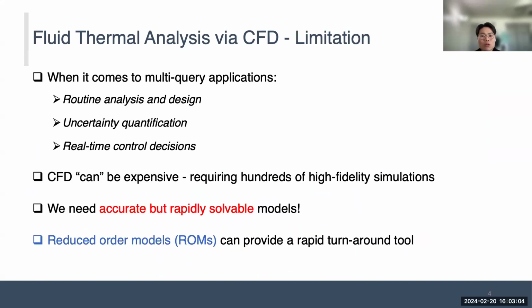However, when it comes to multi-query applications, CFD can be expensive because it requires hundreds of high-fidelity simulations to do routine analysis and design, uncertainty quantification, and real-time control decisions. So we need accurate but rapidly solvable models, and reduced order models can provide such a tool.